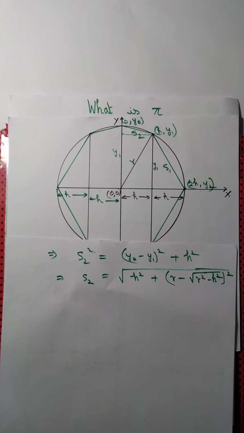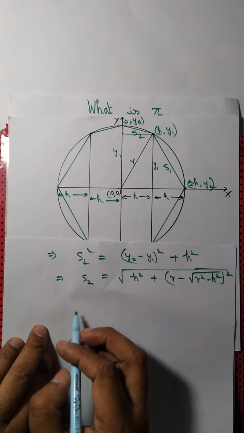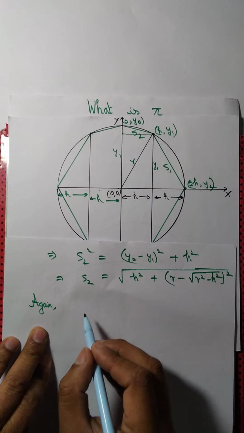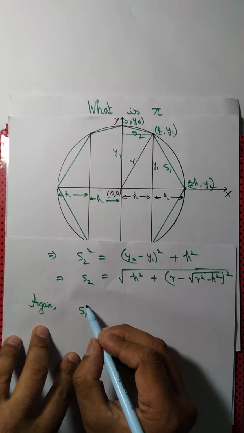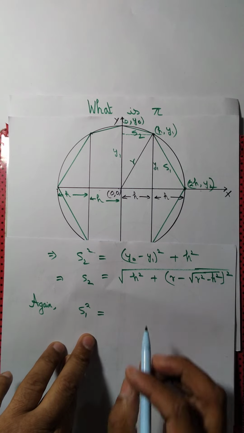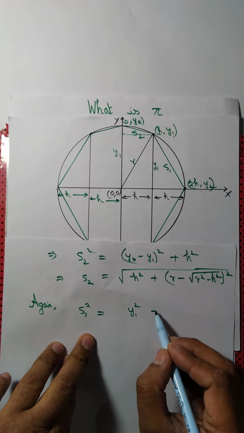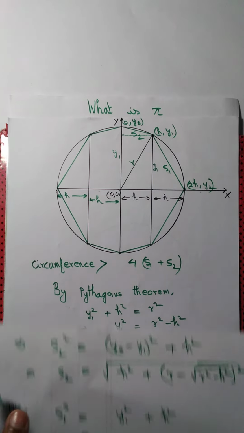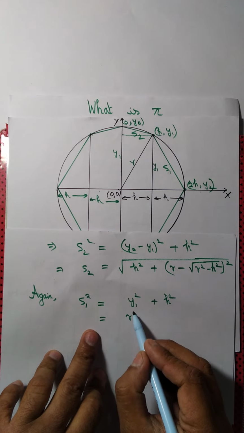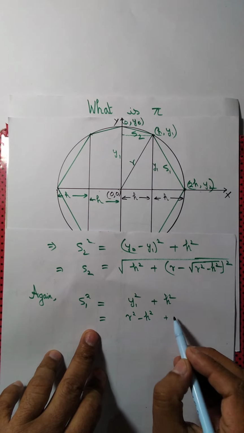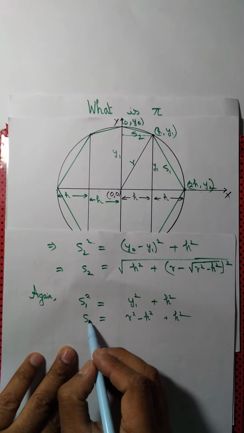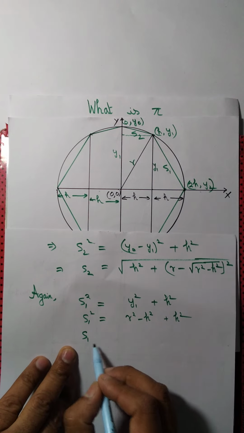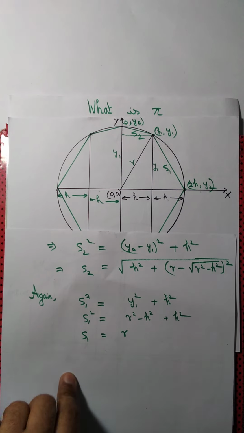What about S1? S1 square, that's the hypotenuse square, equal to y1 square plus h square. y1 square is r square minus h square plus h square. So we have replaced y1 square by r square minus h square, and it turns out that S1 equal to r.